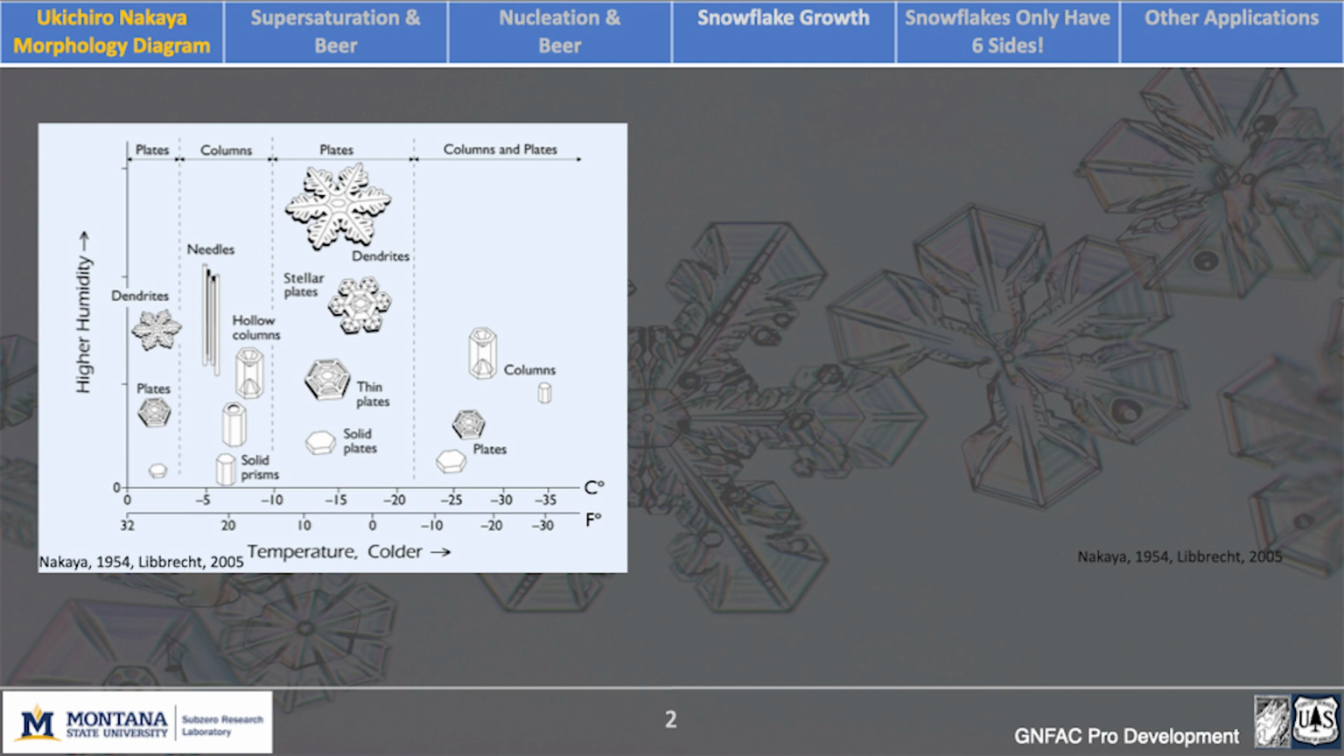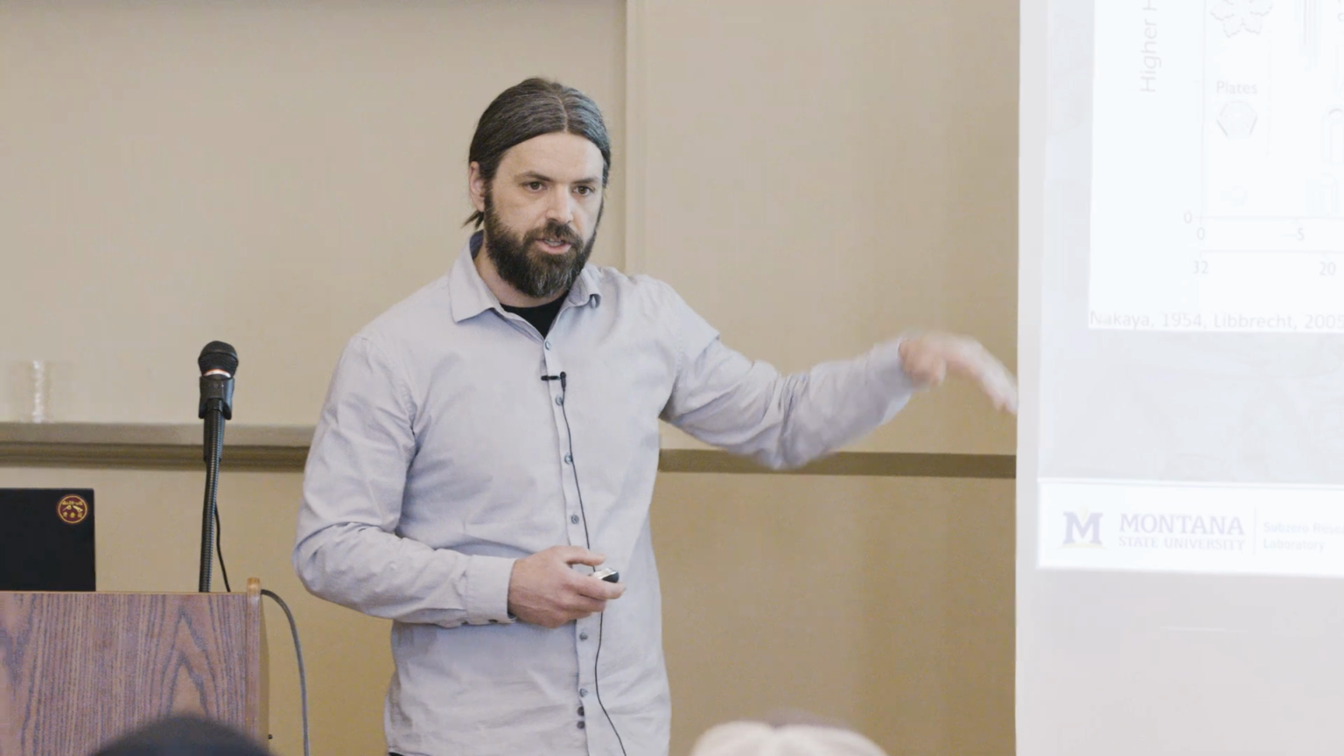So who's seen this very famous figure before, the Ukichiro Nakaya diagram for snowflake morphology? This is a great overview of how you get different crystal habits that form in clouds as a function of temperature on the x-axis and basically humidity on the y-axis. And so you can see how at warmer temperatures, you can go from plates to columns, and then from columns back to plates, and then from plates you can have plates or columns. And what that is all a function of is not just the temperature but also the humidity.